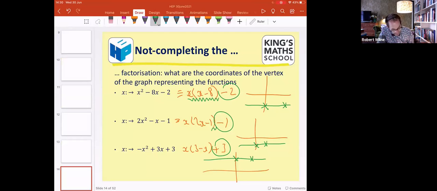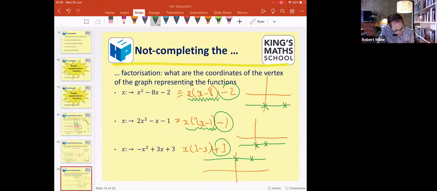So looking at the first part, which is not a full factorization, it's a partial factorization. But what that tells us is that the first function has the value -2 at x is 0, x is 8, the second function has the value -1 at x is 0, x is 1/2, or the third function has the value 3 at x is 0, x is 3.